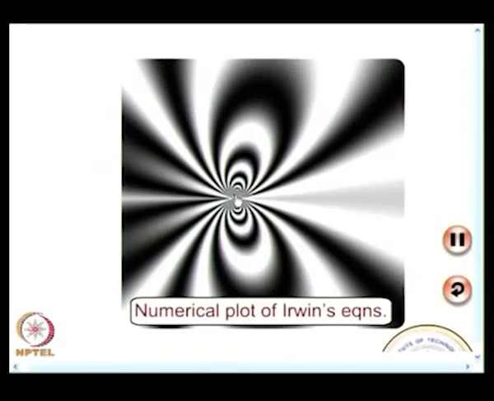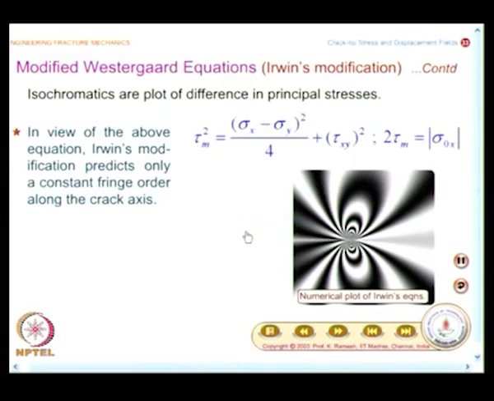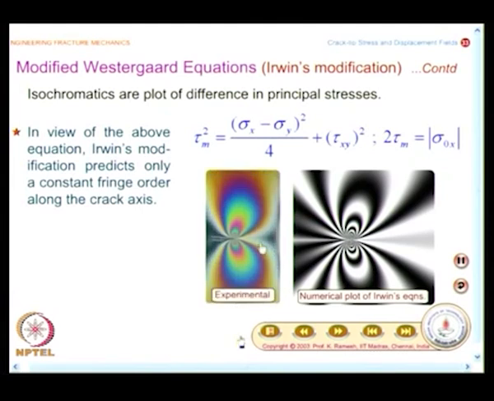We would also see the experimental fringe pattern. So, this matched very well with the analytical equation by just adding a term sigma naught x. But if you look at what happens along the crack axis, when you look at the expression for maximum shear stress, tau squared maximum shear stress is equal to (sigma x minus sigma y) whole squared divided by 4 plus tau x y whole squared. This gives you a constant value of maximum shear stress.